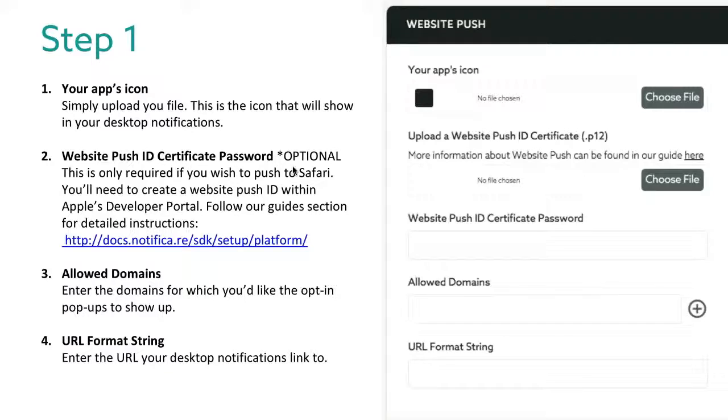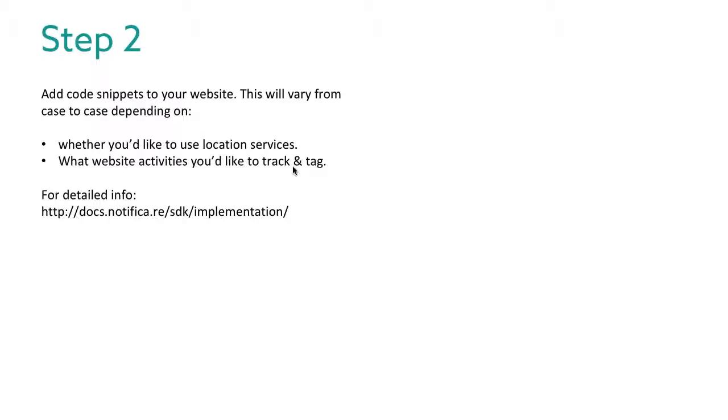So this is all the setup you need to do in our dashboard. Next, step 2 is what you have to implement in your website. Basically, you have to add a code snippet to your website. That's going to be different depending on how you would like to implement this. First, whether or not you want to use location services. During the little demo in the beginning, you saw how you have an option to have a second window that pops up and asks for people's location, so you can target the campaigns by location. If you want to do that, that's an extra code snippet that you need to add to your site.